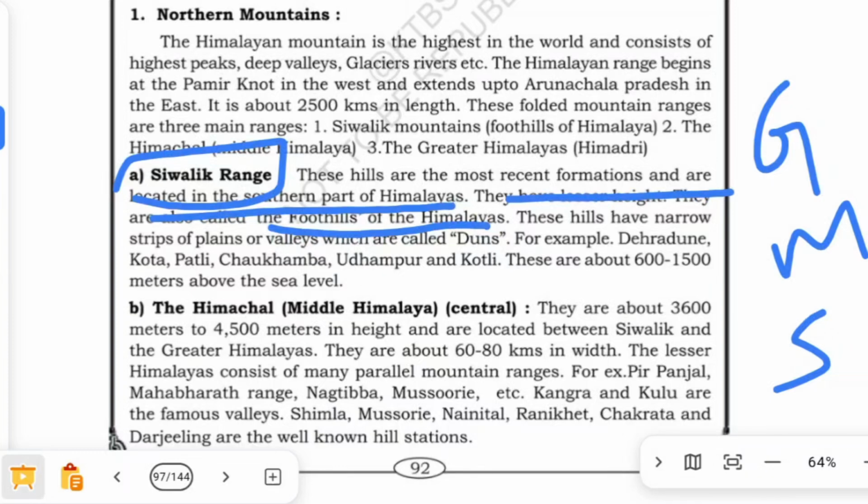This hill has narrow strips, and the valley is called dunes. You may be asking, what are dunes? The Shivalik hills have narrow strips of plains or valleys which are called dunes. For example, Dehradun, Kotli, Patli. These are all examples.